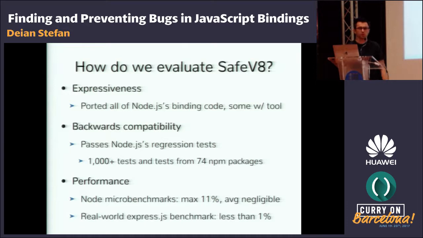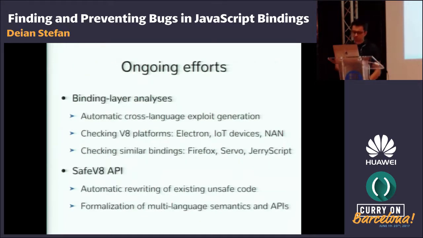Of course, if this thing is super slow, there's no point in ever actually using it. And we've run, again, Node's regression tests here, and the performance measurements are on average negligible. The max was at around 11%, but these are micro benchmarks, not necessarily super meaningful. In order to test something more meaningful, we ran a bunch of real-world benchmarks. Maybe the most notable one is Express.js, which is a web server, and we measured its performance overhead to be less than 1%. Okay, so that's Safe V8, and we're still working on this project.